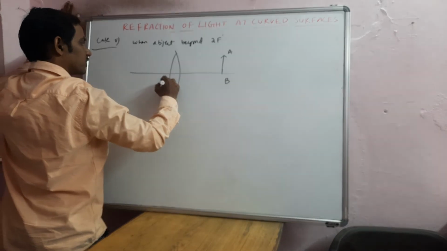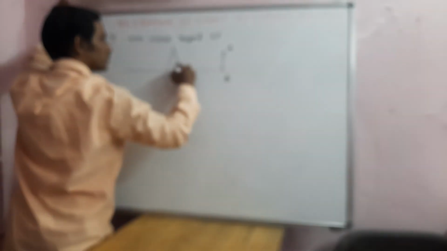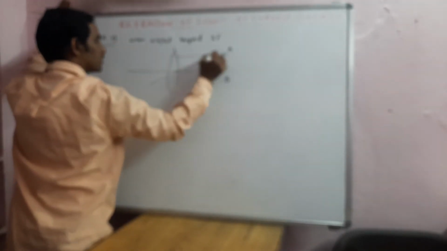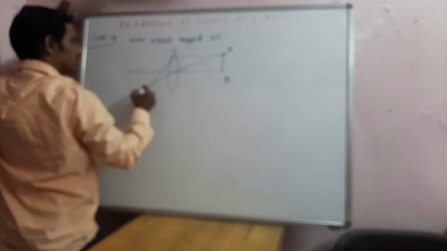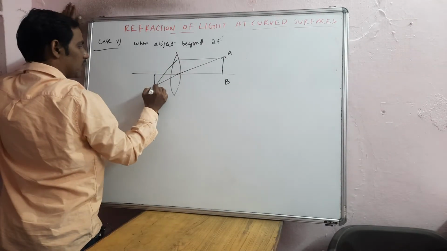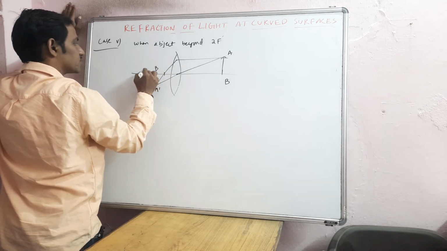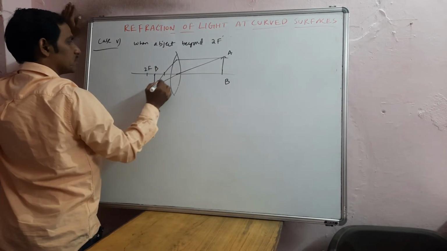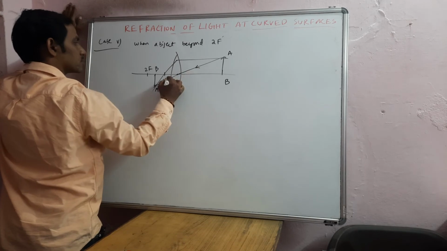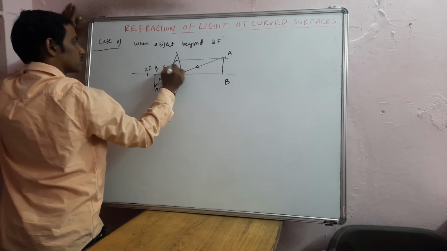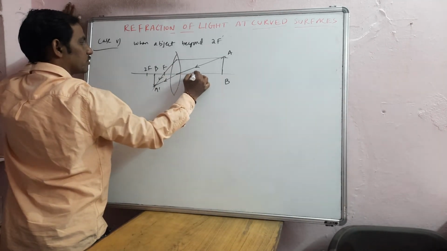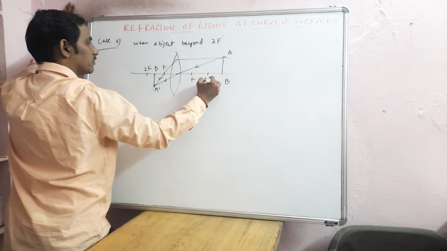Like this, these two rays will meet here. So this will be smaller. Actually, this will be smaller than the object. So you would say it as diminished. So somewhere here you can take F, somewhere 2F, like that.